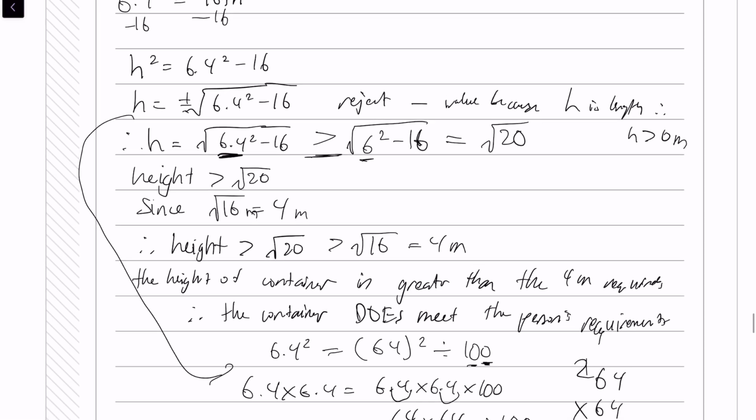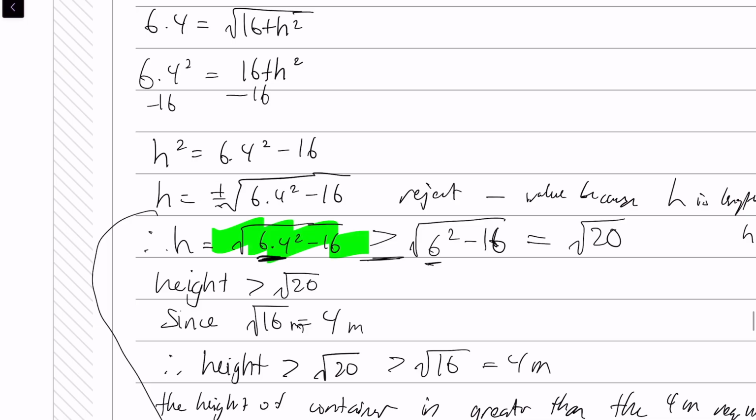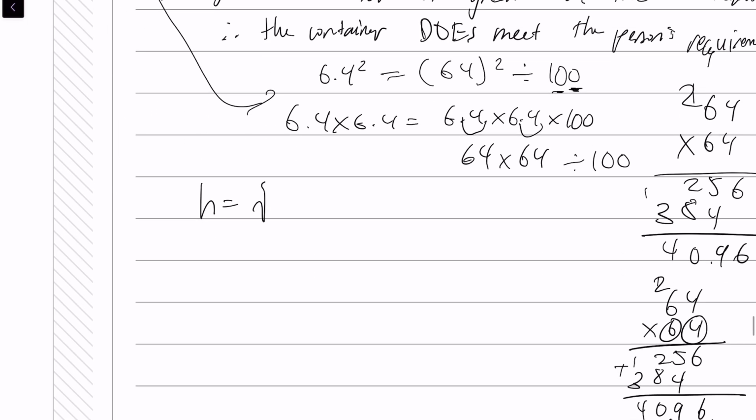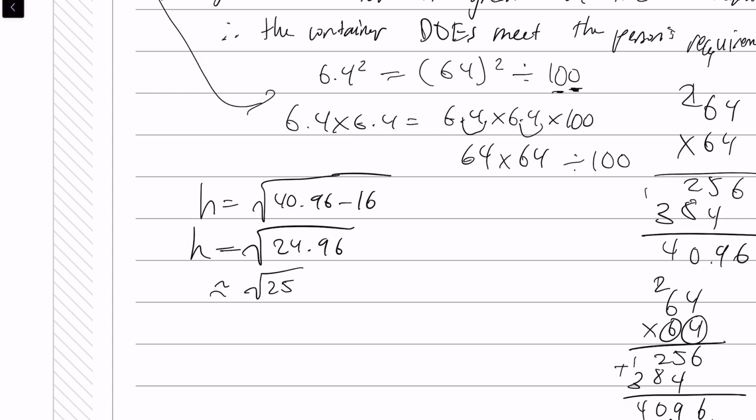up here, the square root of 6.4 squared minus 16. So I need to minus 16 from that. So square root of 40.96 minus 16. And in my head, I know that's going to be 24.96. And the reason I was so annoyed is because that's so close to the square root of 25, because 24.96 is very close to 25, and the square root of 25 is 5. So it was also basically a giver question.